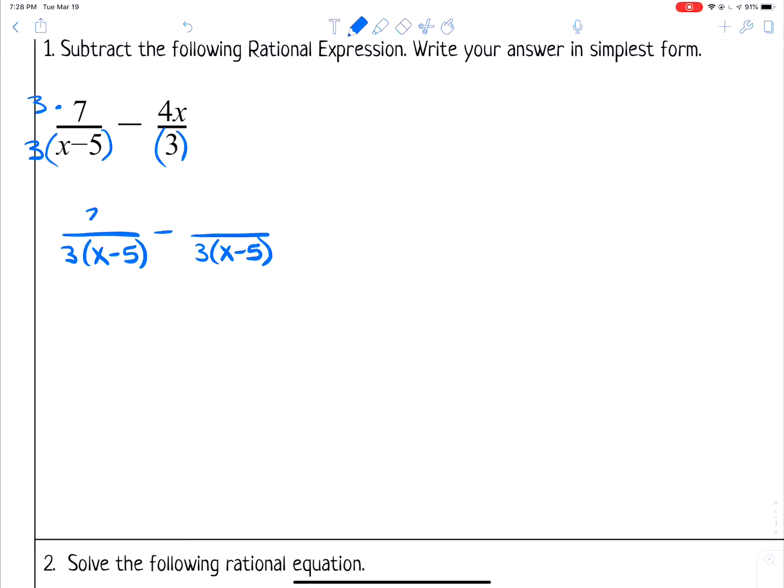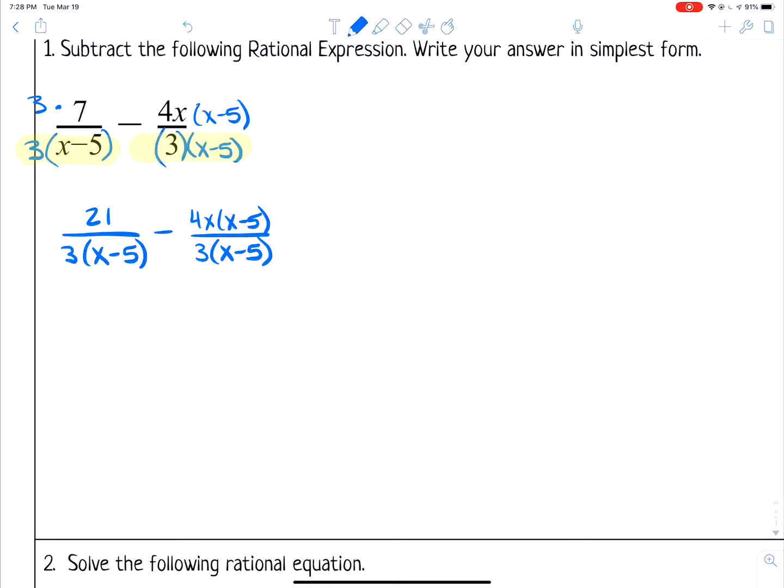So 3 times 7 would give me 21. And then the second fraction, the one on the right, I need to multiply by x minus 5. So that way at the bottom, they have the same denominator now. And at the top, you just have to multiply by the same thing. So minus 4x times x minus 5. I'm just going to bring that down.